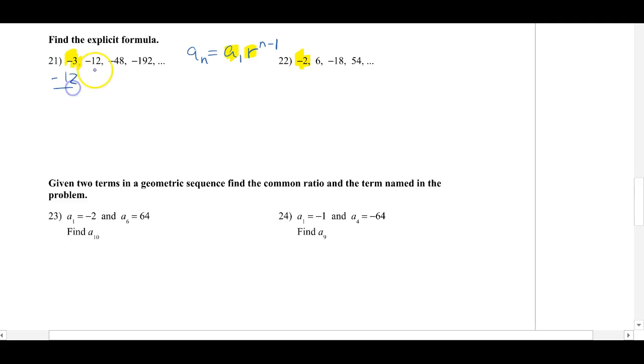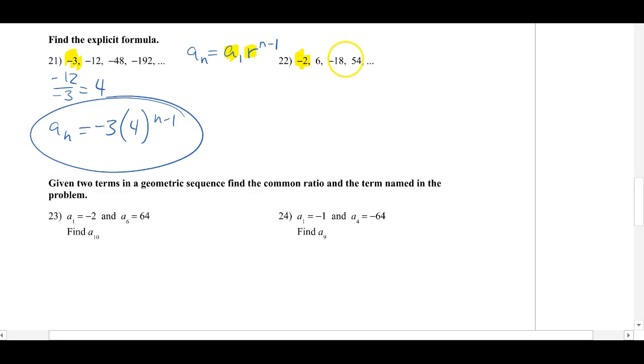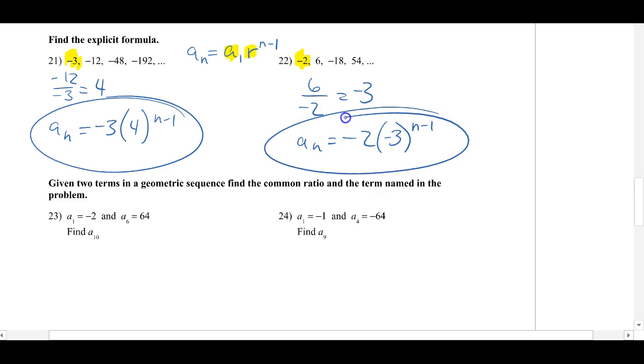To find the ratio, I'm just going to do the next term divided by the previous. So that's 4. So we know the ratio is 4. So now, simply, an equals the first term, -3, times the ratio 4 raised to the n minus 1. Same thing here. Do 6 divided by the previous number. So that gives us -3. And the first term is -2. So a sub n equals -2, which is the a1, times our ratio, which is -3, raised to the n minus 1.